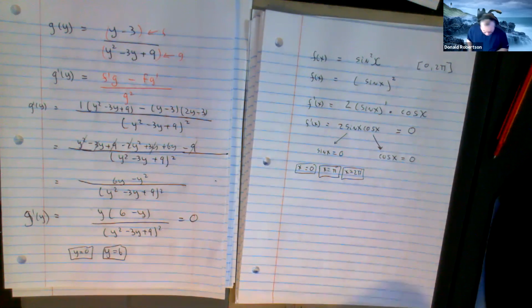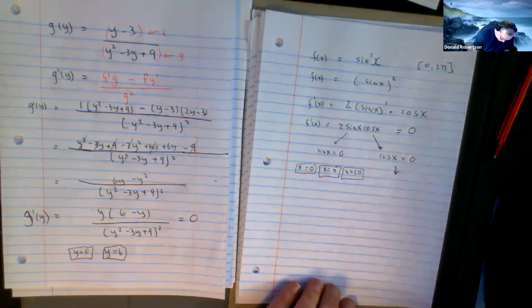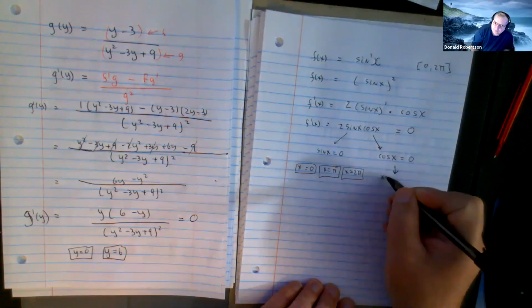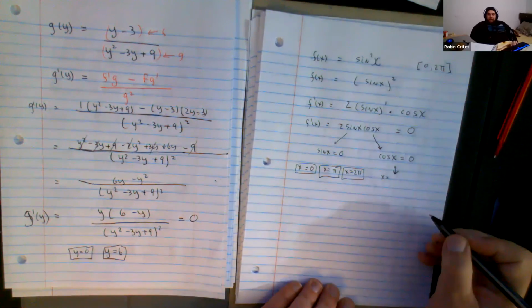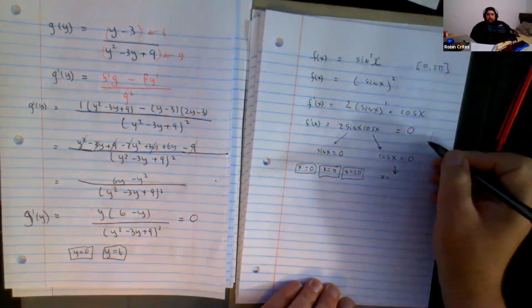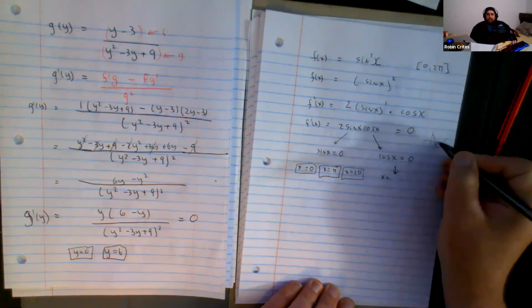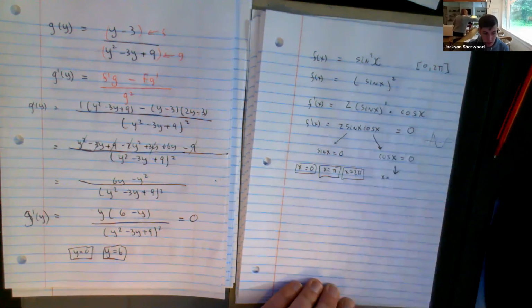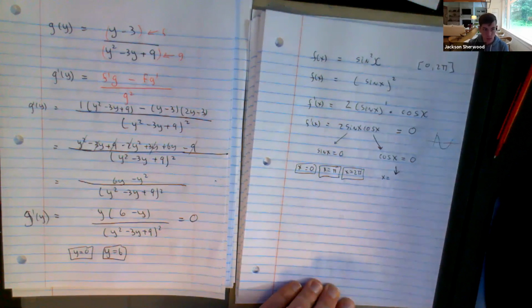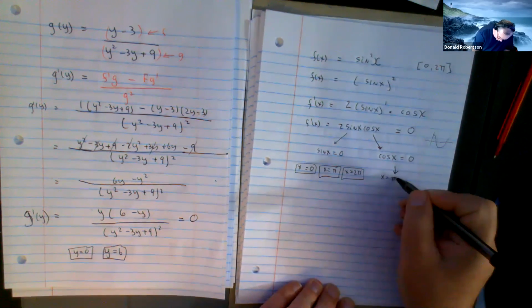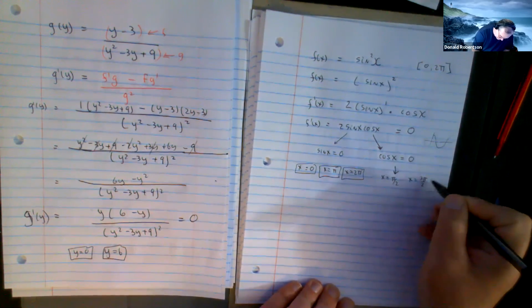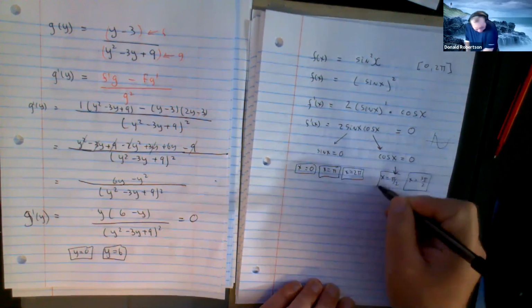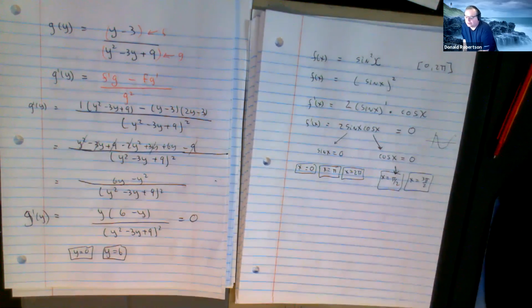When is the cosine of x equal to 0? Pi over 2 and 3 pi over 2. Yeah, that's the one. So in this question, there are actually 5 critical numbers.